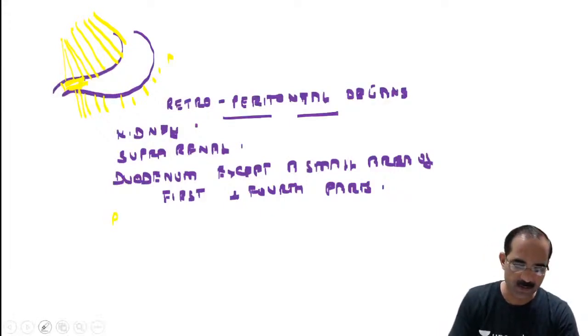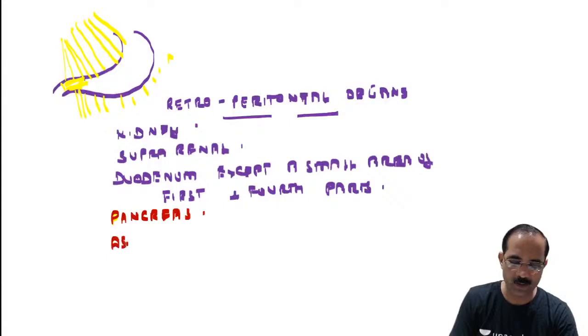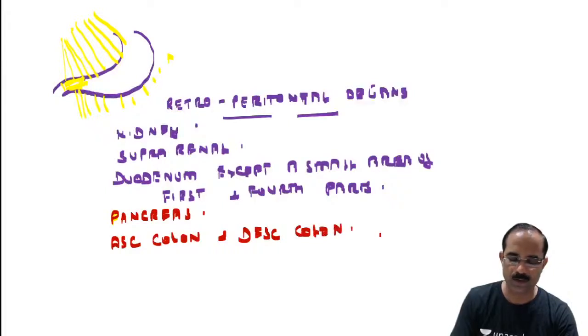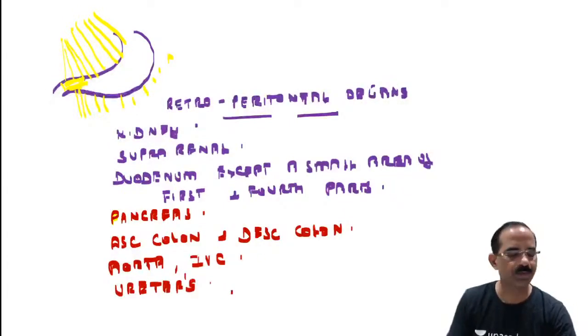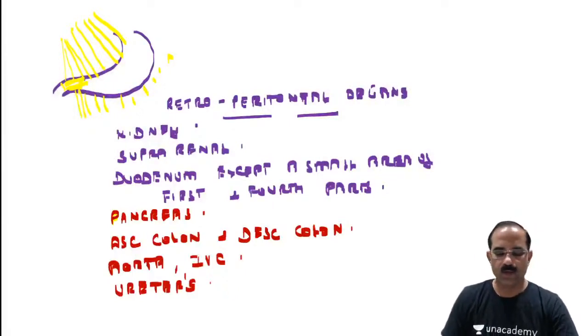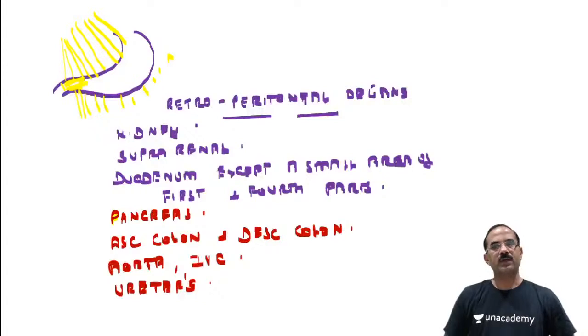Next is the pancreas. Next is the ascending colon and descending colon, aorta, IVC, ureters. Aorta, IVC and ureters. So this is the retroperitoneal organ. Any doubts? किसी को कुछ doubts है तो बोलो.